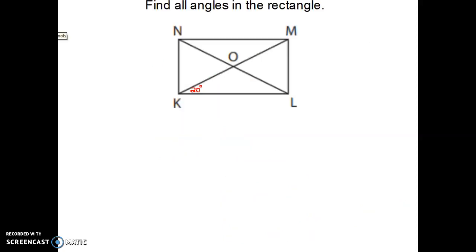We're going to use our properties to try to find all missing angles in this rectangle. Being that it's a rectangle, we know that these are 90-degree angles in each corner. That means this missing angle, angle NKM, should be 70 degrees because those two need to add up to 90 degrees. Being that it's also a parallelogram, I have alternate interior angles.